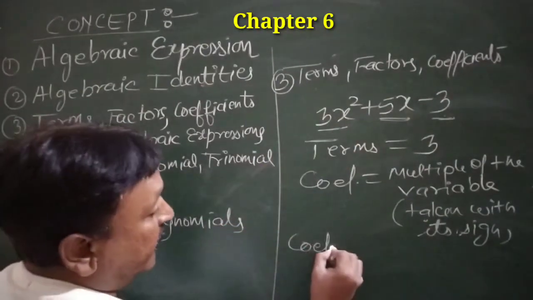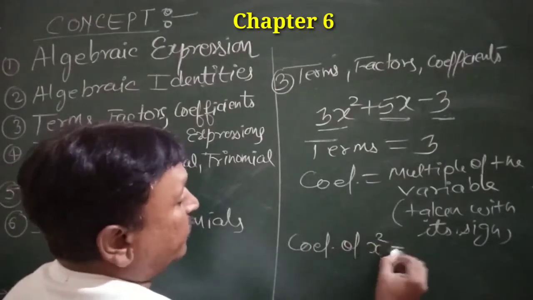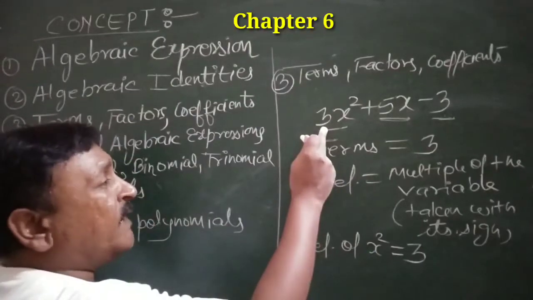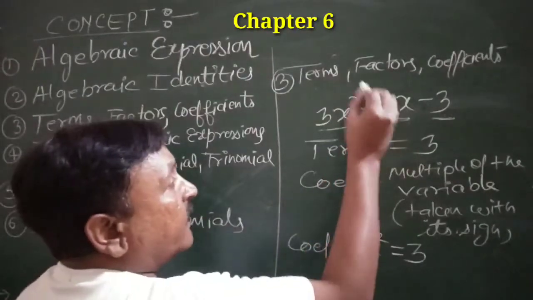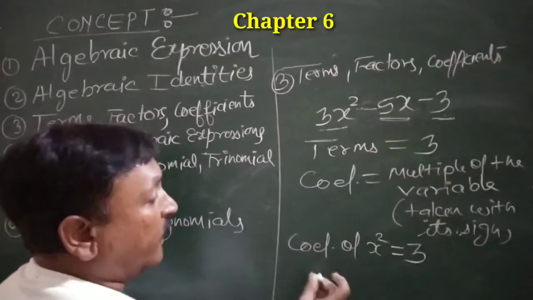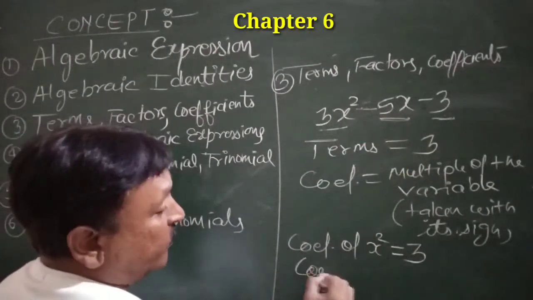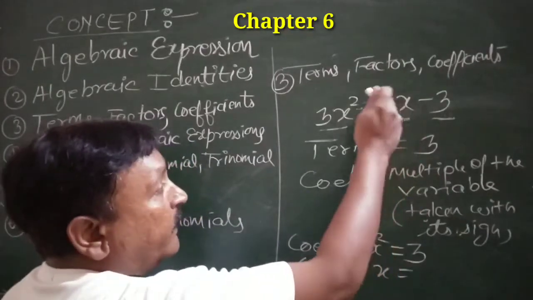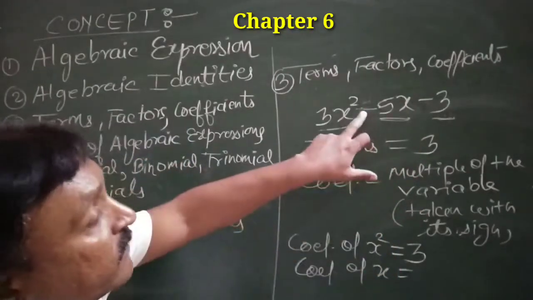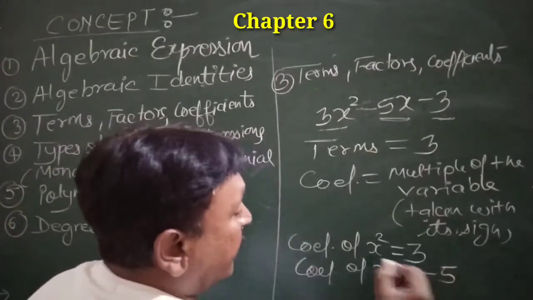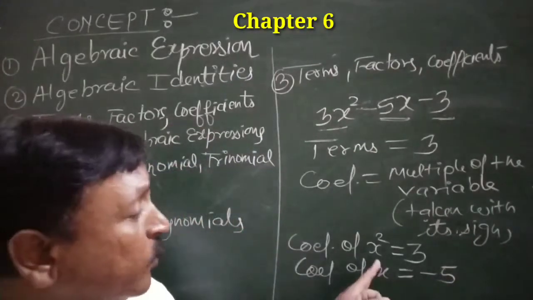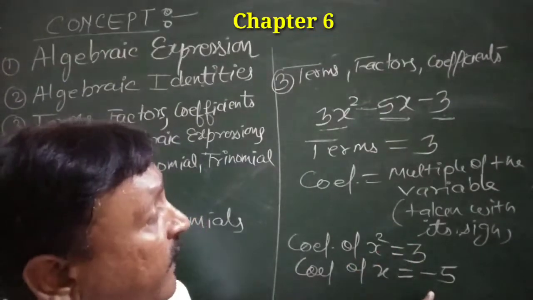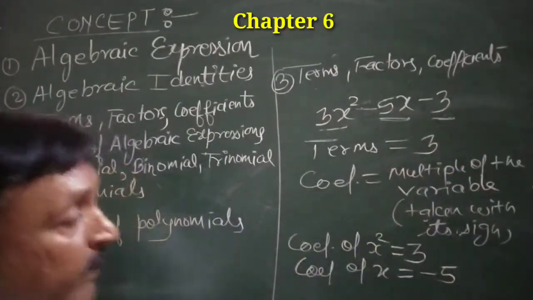Suppose in this question, if I ask you in the first term which is the variable x, means if I ask you coefficient of x square, answer will be 3. It is the multiple with the variable. Now see, I have changed this sign. This term is of x, so coefficient of x is minus 5, and we have to take it with its sign. Is it clear that coefficient is the multiple of the variable and it is always taken with its sign? Minus 3 is a constant value.